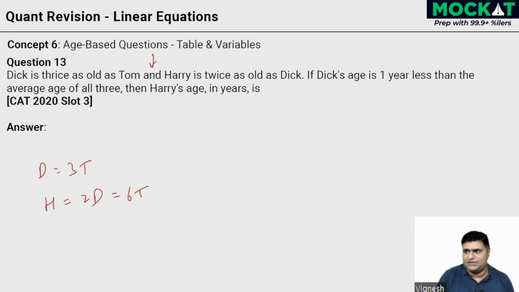If D's age is 1 year less than the average of age of all three, then H's age is how much? So T, D, and H, right? So T is T, and D is going to be 3T, and H is going to be 6T. D's age is 1 less than average of all three, right? So D over here, which is 3T, equals the average of all three minus 1. 6 plus 3 plus 1, that's 10. 10T by 3 over here.